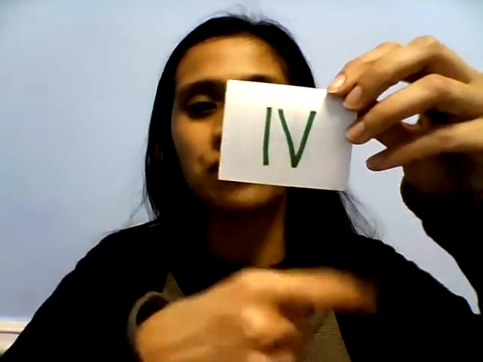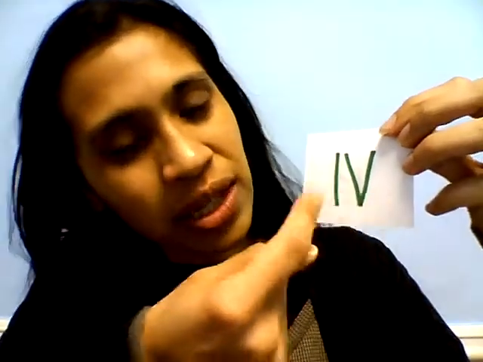All right, now, check that one out. IV. Now I know I is 1 and V is 5. All right, now if I had the I after the V, that would make it 6. But since it's before, we're going to have to subtract. So what is 1 less than 5? 4. That's right. So IV represents the number 4.